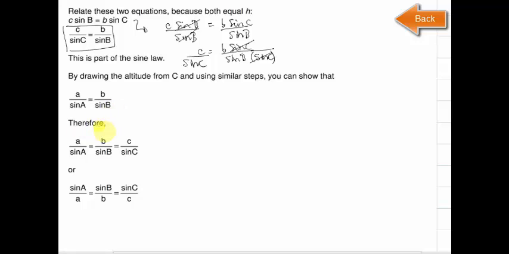So therefore, we can just equate everything, right? A over sine A equals B over sine B equals C over sine C, or you can put sine A over A, sine B over B, and sine C over C.